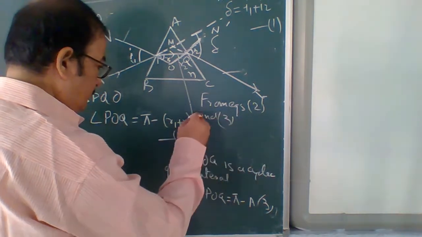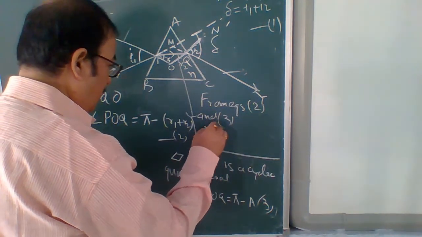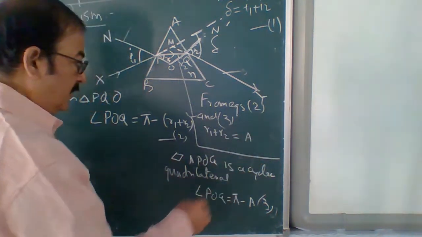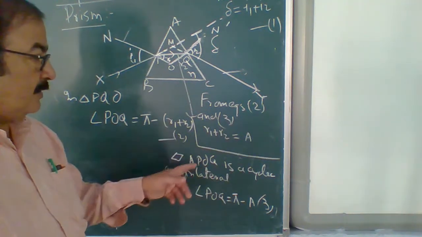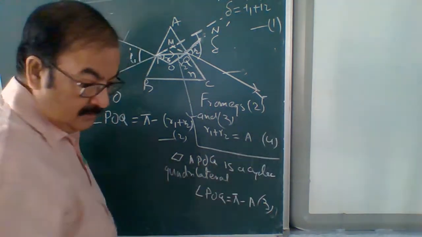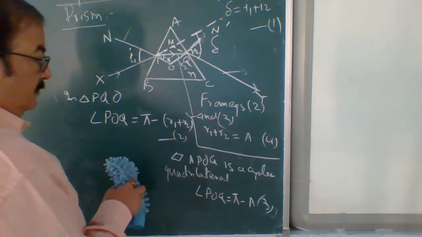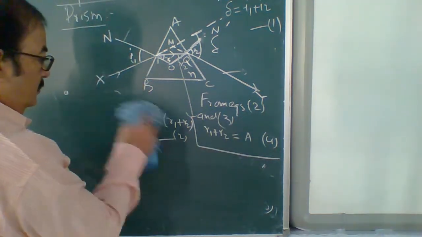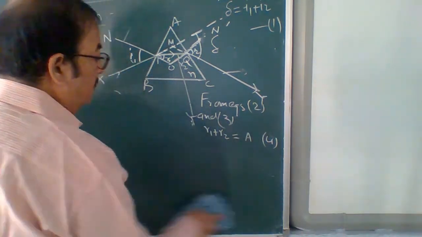what we have? We have R1 plus R2 equal to A. Why? Because this is pi minus (R1 plus R2), this is pi minus A. Therefore, A and R1 plus R2 will be equal. This is your equation number 4. Now we have so many equations. We have to remove all the equations, equation number 2, 3, etc. But we will not remove equation number 1 and 4.